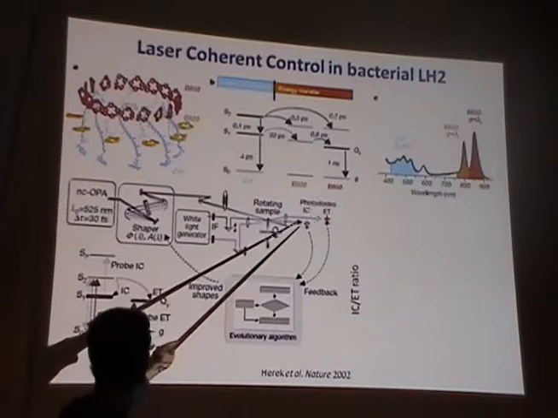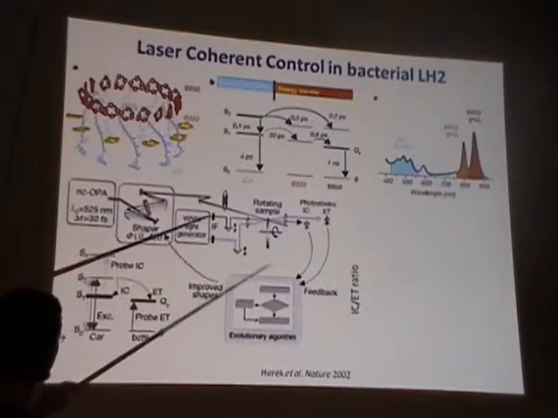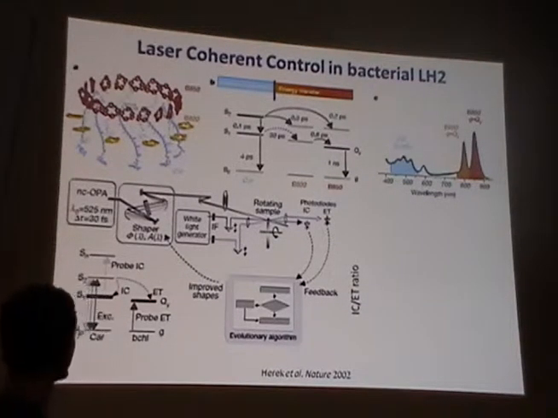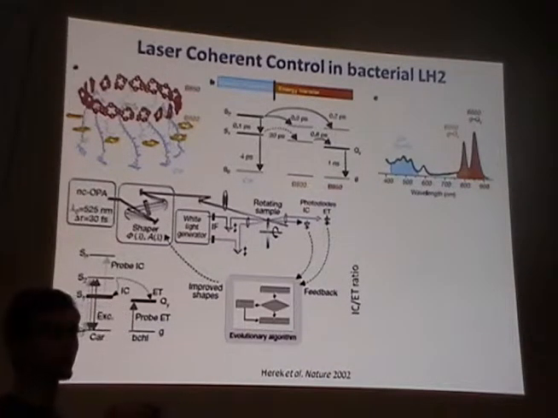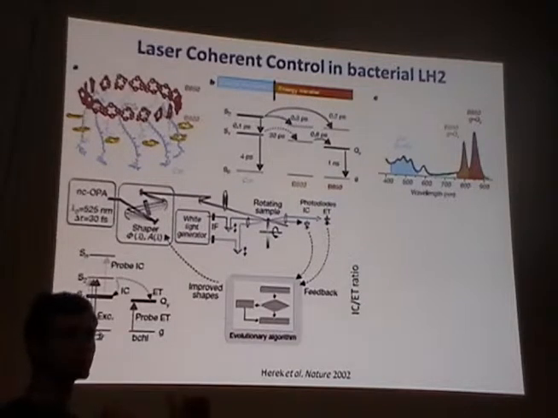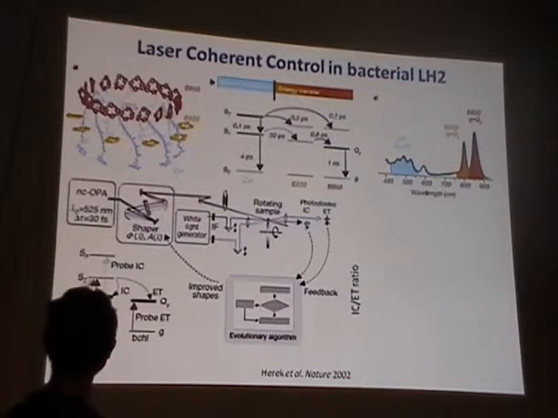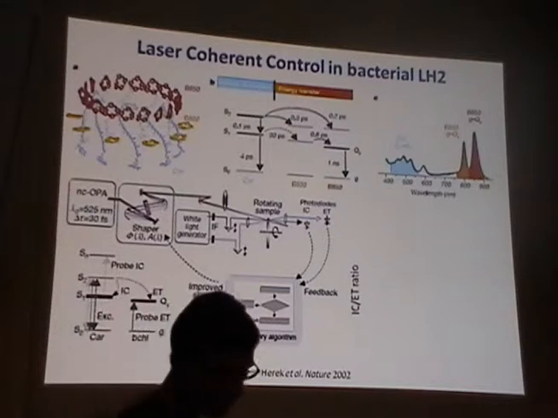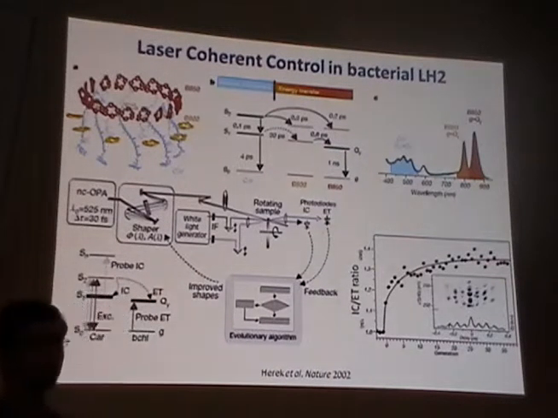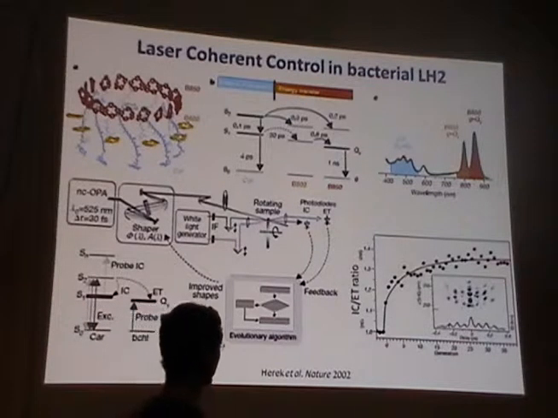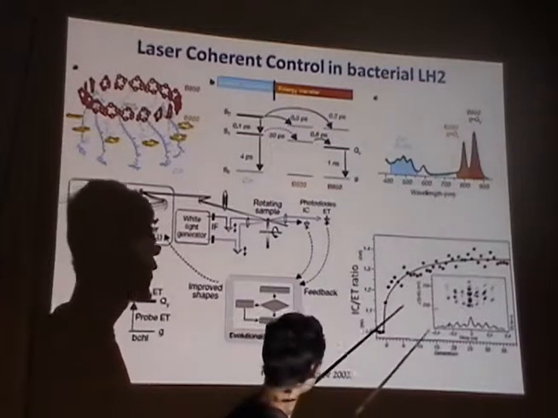So then they looked at the ratio between internal conversion and energy transfer. This was done by sending the signals measured with two photodiodes to a program, an iteration algorithm, which would then look at the ratio of these two different channels, and then one would be optimized on top of the other.